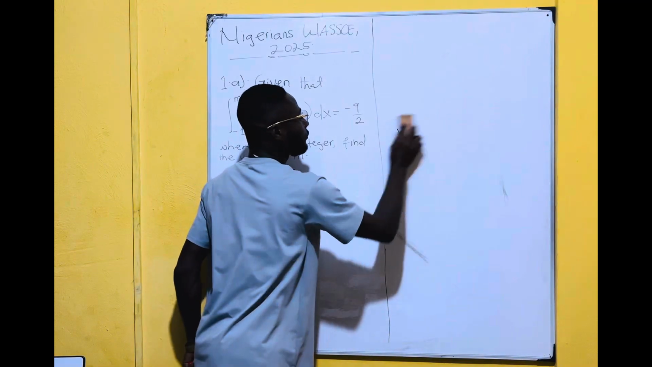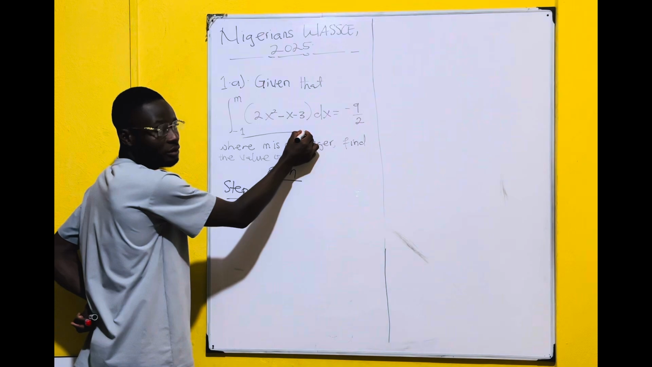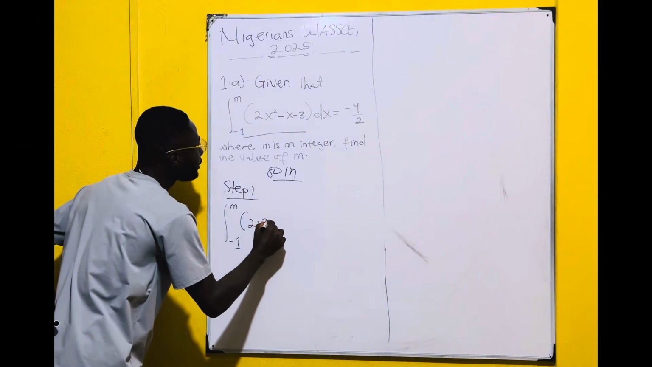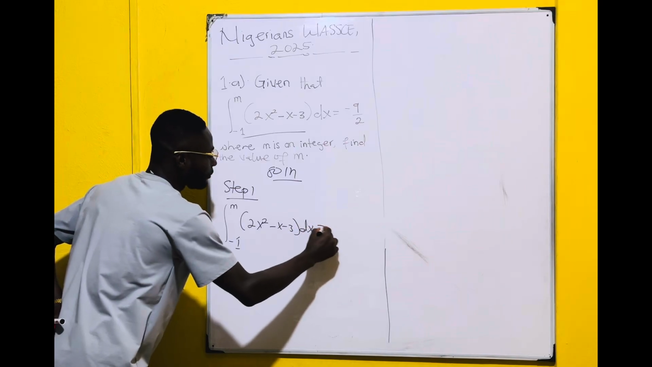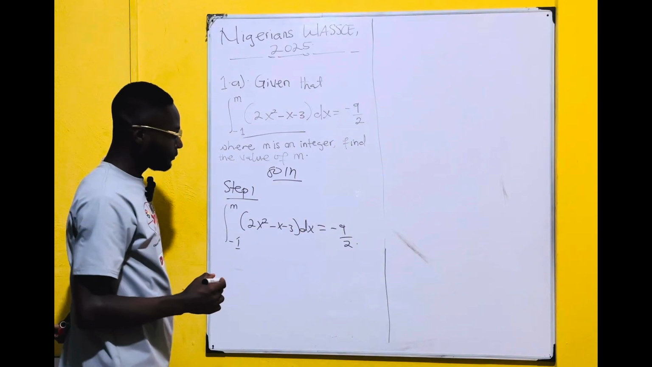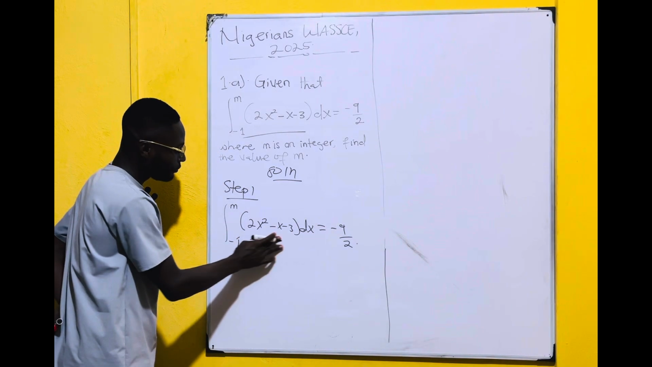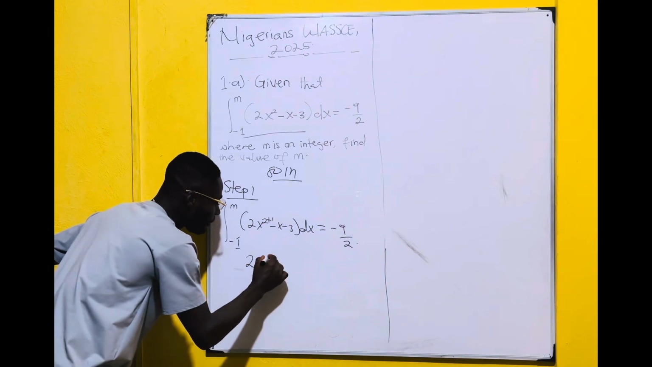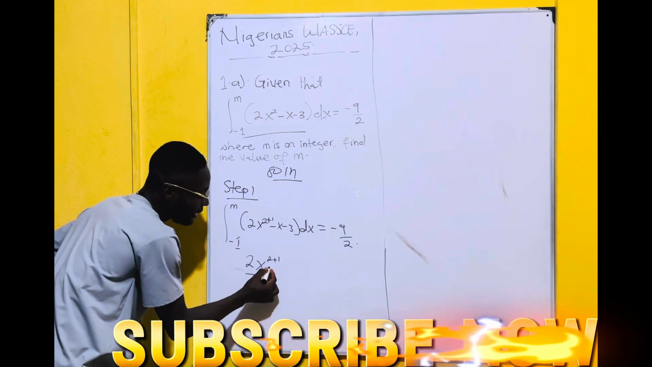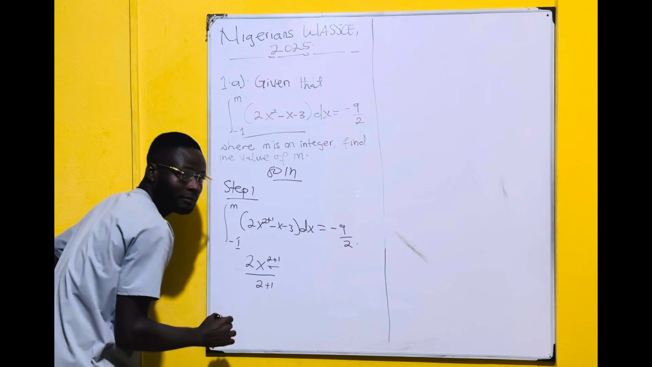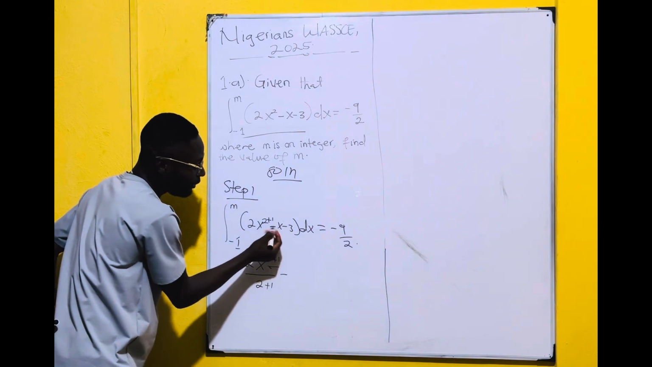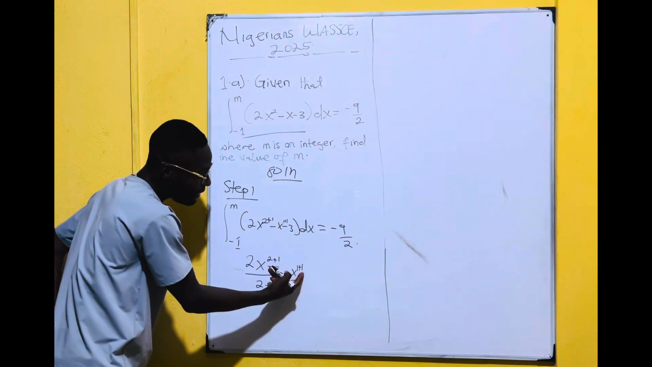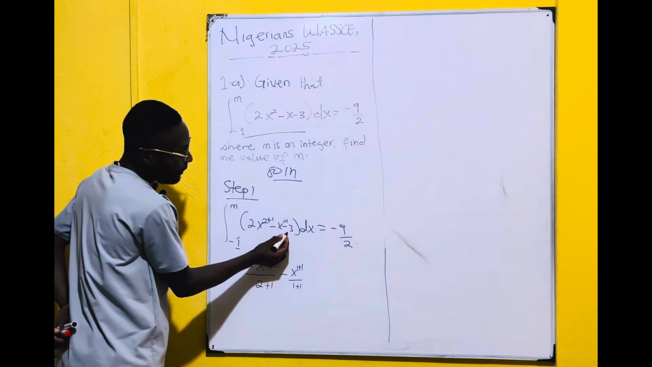From here, step 1, we are going to integrate this. So we have the integral from -1 to m of 2x squared minus x minus 3 dx equals -9 over 2. Now, this is the expression that we want to integrate. So we add 1 to the exponent here. It's going to be 2x to the power 2 plus 1, then we divide the whole expression by the exponent, that is 2 plus 1. Minus this, we add 1. Already there is a 1 there, so 1 plus 1. So we have x to the power 1 plus 1 divided by 1 plus 1, minus 3.